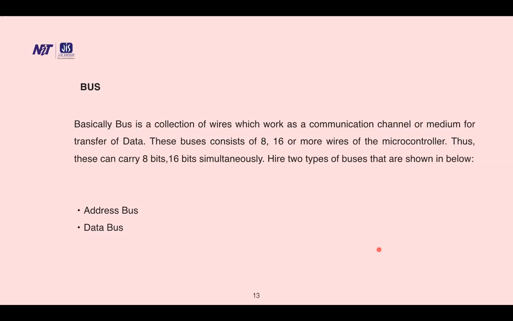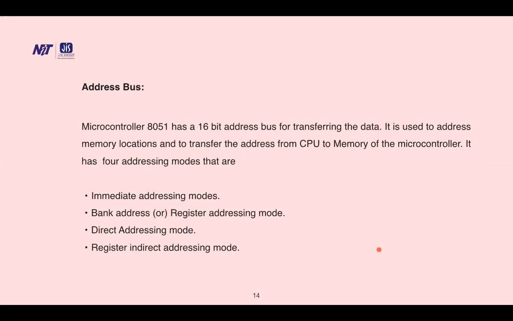Bus. Basically, a bus is a collection of wires which work as a communication channel or medium for transfer of data. These buses consist of 8, 16 or more wires in a microcontroller. Thus, these can carry 8 bits or 16 bits simultaneously. There are two types of buses shown below: address bus and data bus.